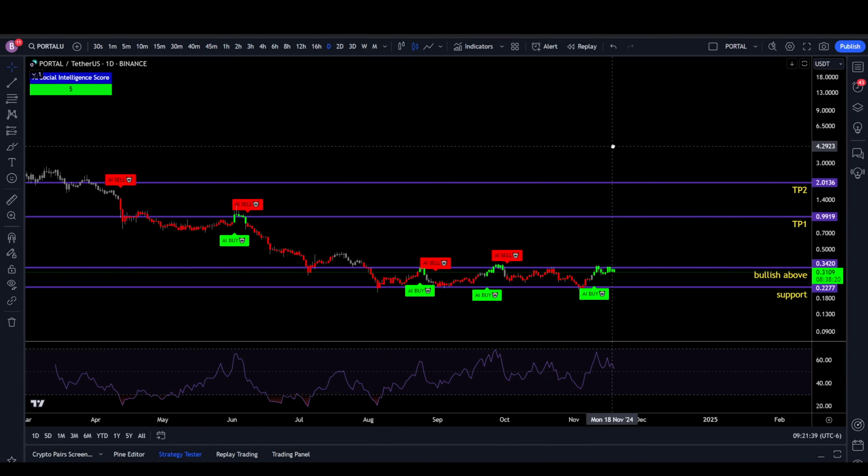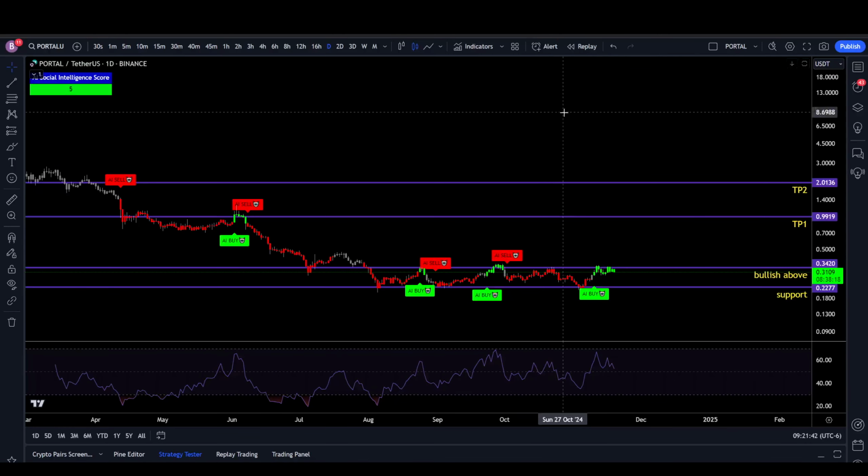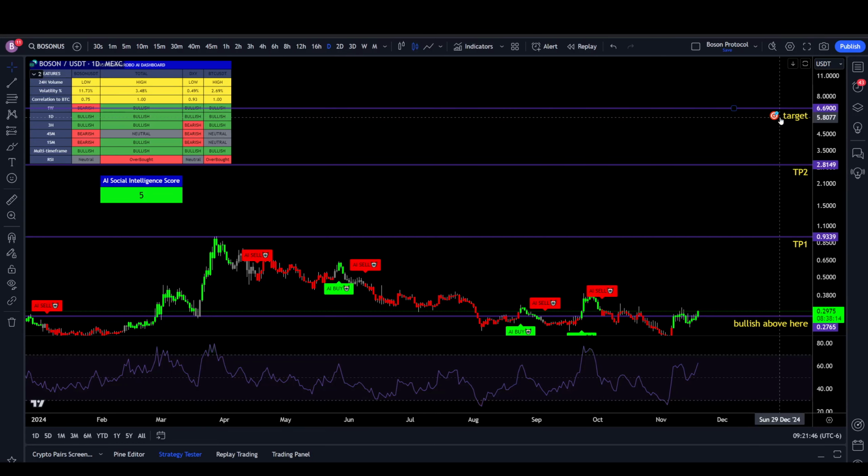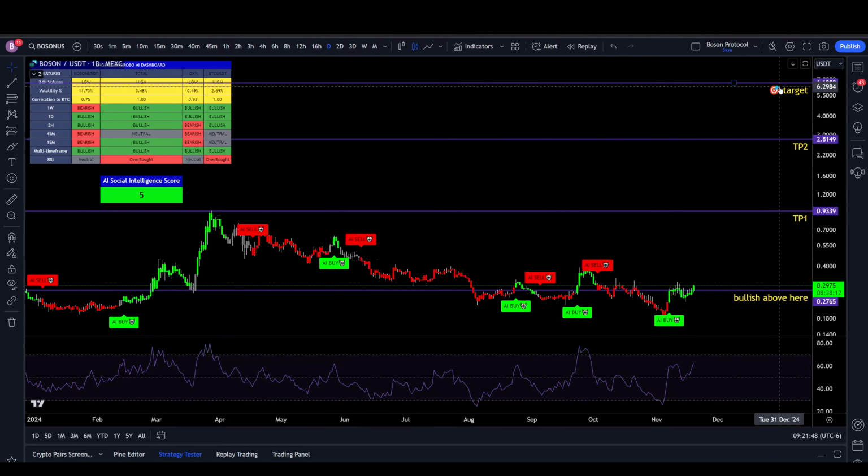And I do these charts for you in my Discord, by the way. And we're also setting final targets for these for the bull run, if it lasts as long as we think it's going to.